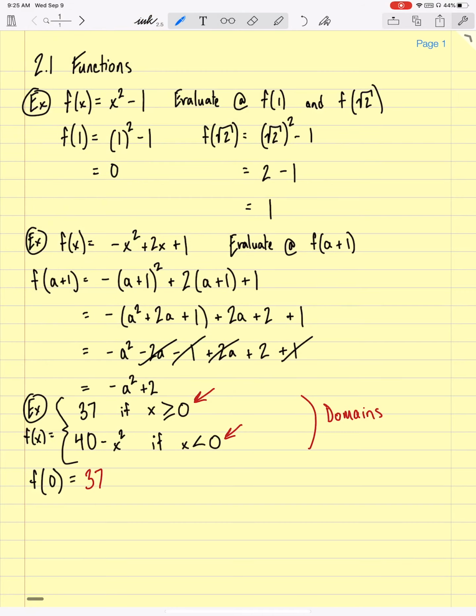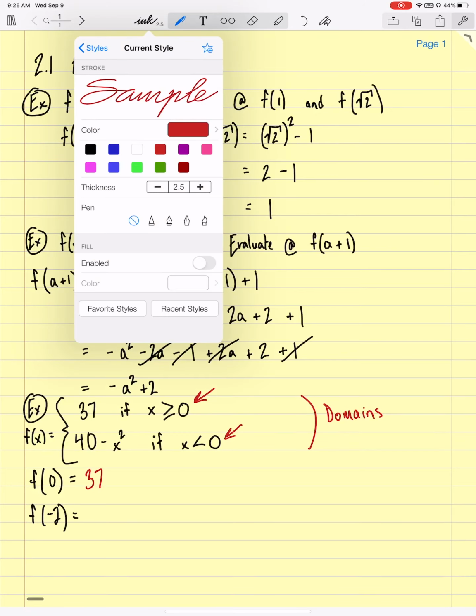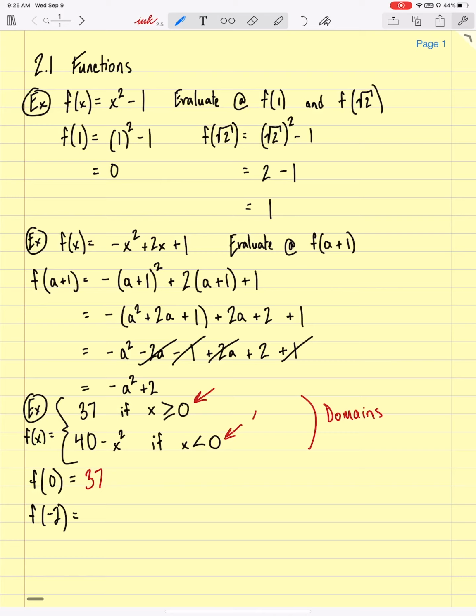Okay. If we have to find f of -2, again, check the domain. So -2 is definitely less than 0. So we're going to use the second domain.